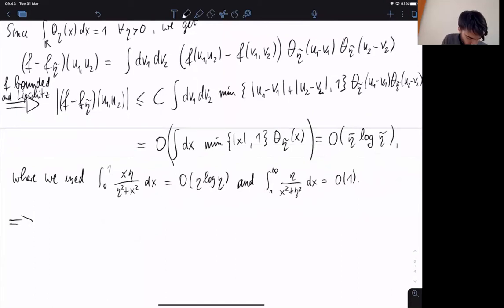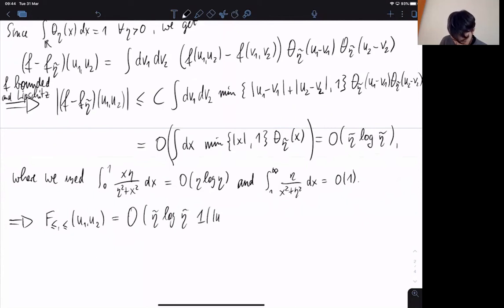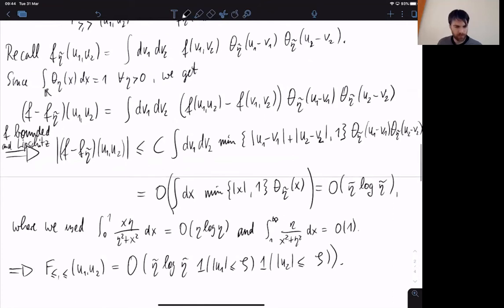So in total, I get that the f of u1, u2 is of order eta tilde log eta tilde, and then I keep the characteristic functions. They will be useful later. Okay, so maybe now is a good time for another picture.